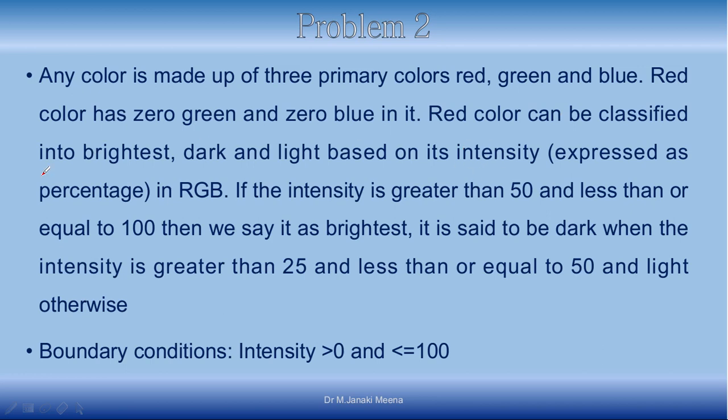So intensity will be expressed as a percentage in RGB. We say brightest if the intensity is greater than 50. It is said to be dark when the percentage of redness is 25 to 50, and you will say it is light otherwise. And you can see the boundary conditions. Why we have to see the boundary conditions here is because it is mentioned that it is a percentage.